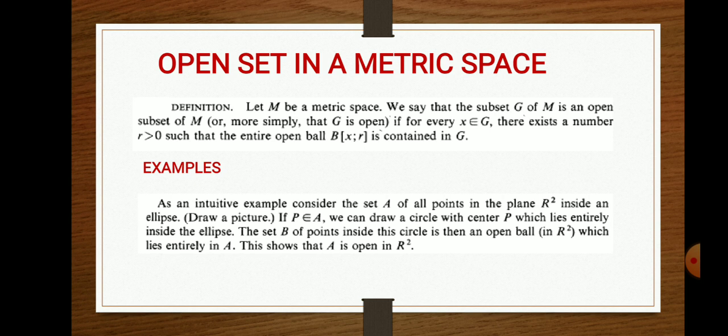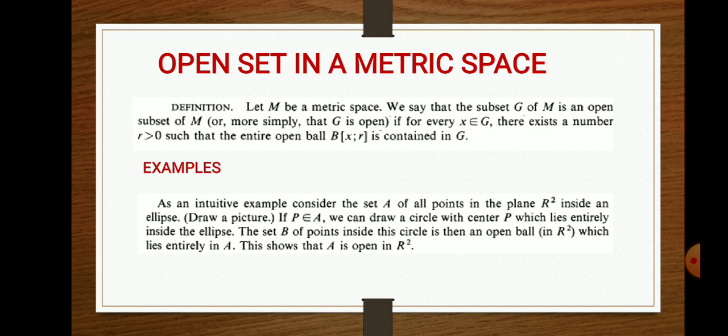So, G is to be open. In that set, you consider any element X, and by taking X as the center of the open ball, you can find one radius which satisfies the condition. If you draw the open ball with center X and that radius R, then the open ball must lie in that set G. Then the set G is said to be open, or otherwise it is not open.